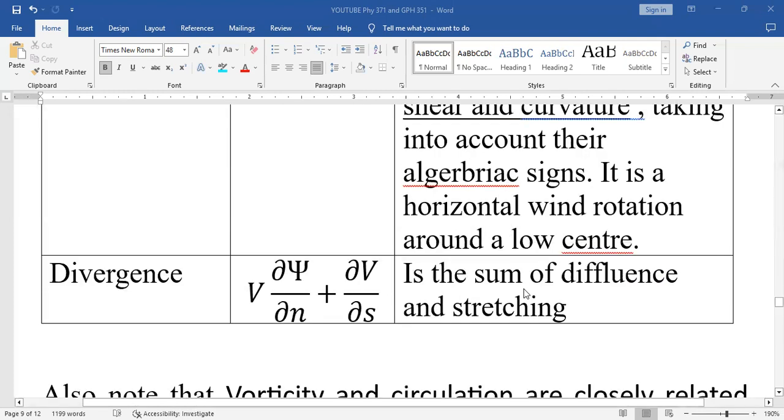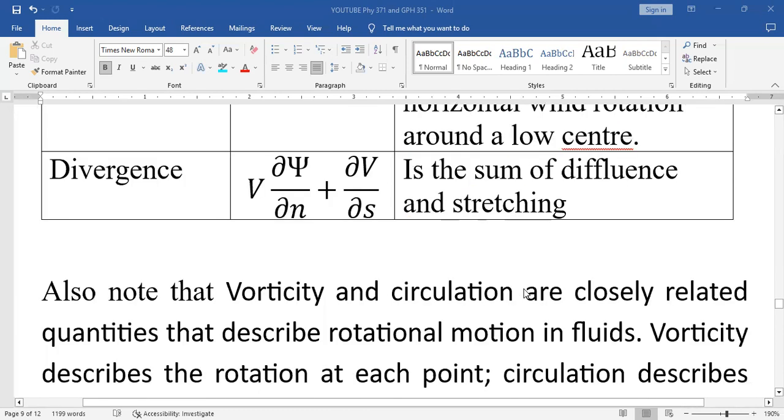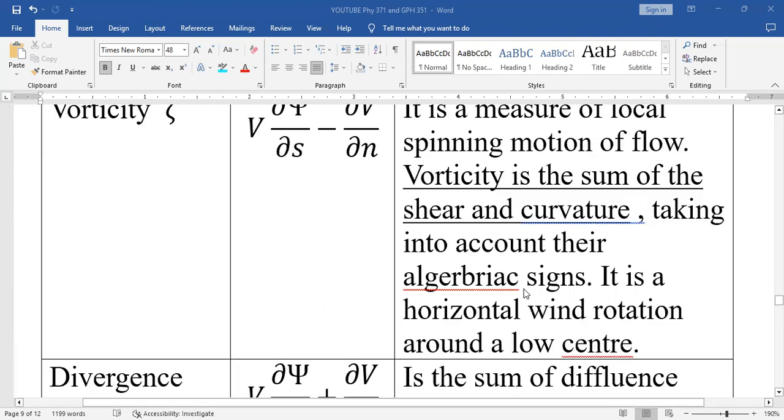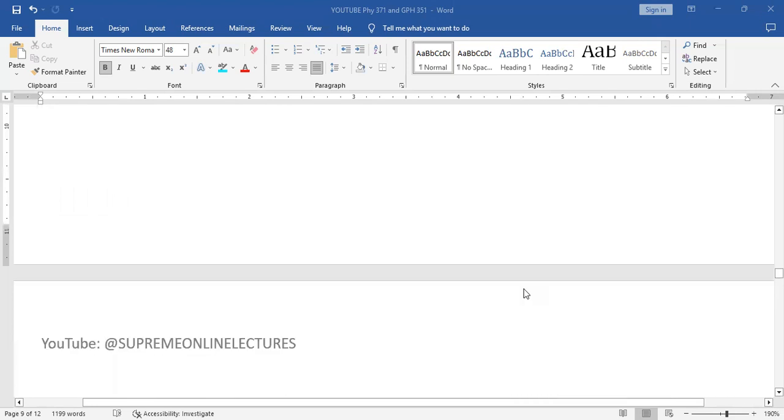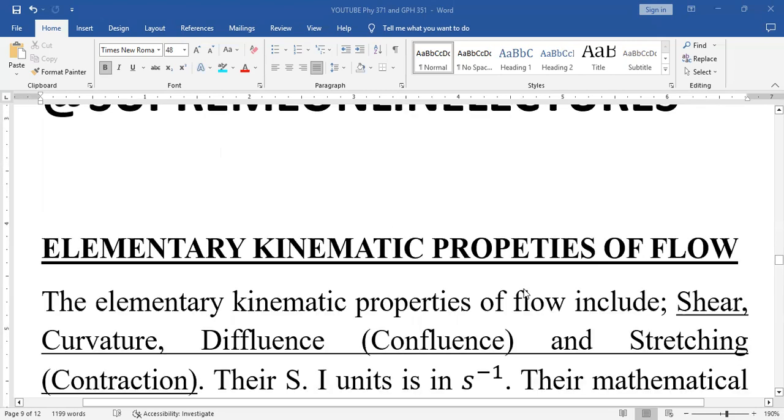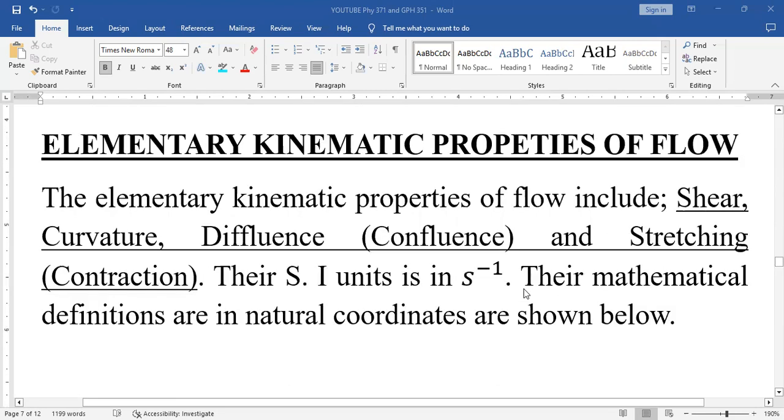Okay, so the next one is the divergence. The divergence is simply the sum of diffluence and stretching. So that is just the summary of what we have here under the elementary kinematics of flow and their definition. The next thing we would do in our next class is to go into how to solve mathematical problems on this topic.